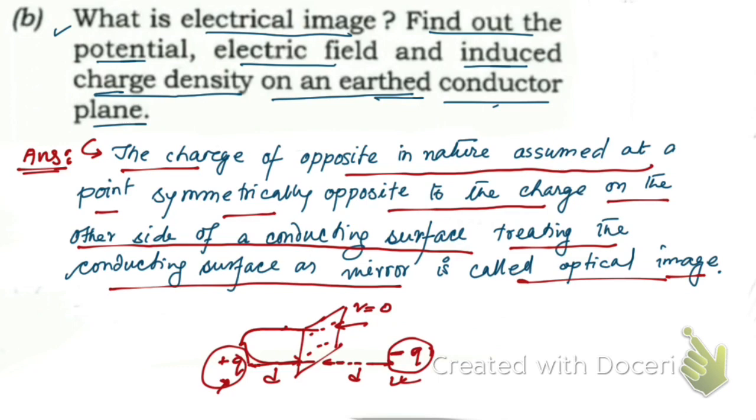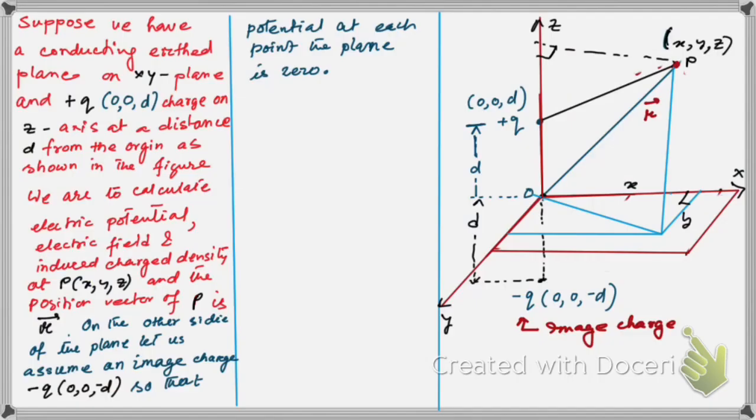Now let us move on to the next part of this question, that is, find out the potential, electric field and induced charge density on the earthed conducting plane. Here you see, suppose we have considered this plane as the conducting surface, you can see here, on the xy plane.